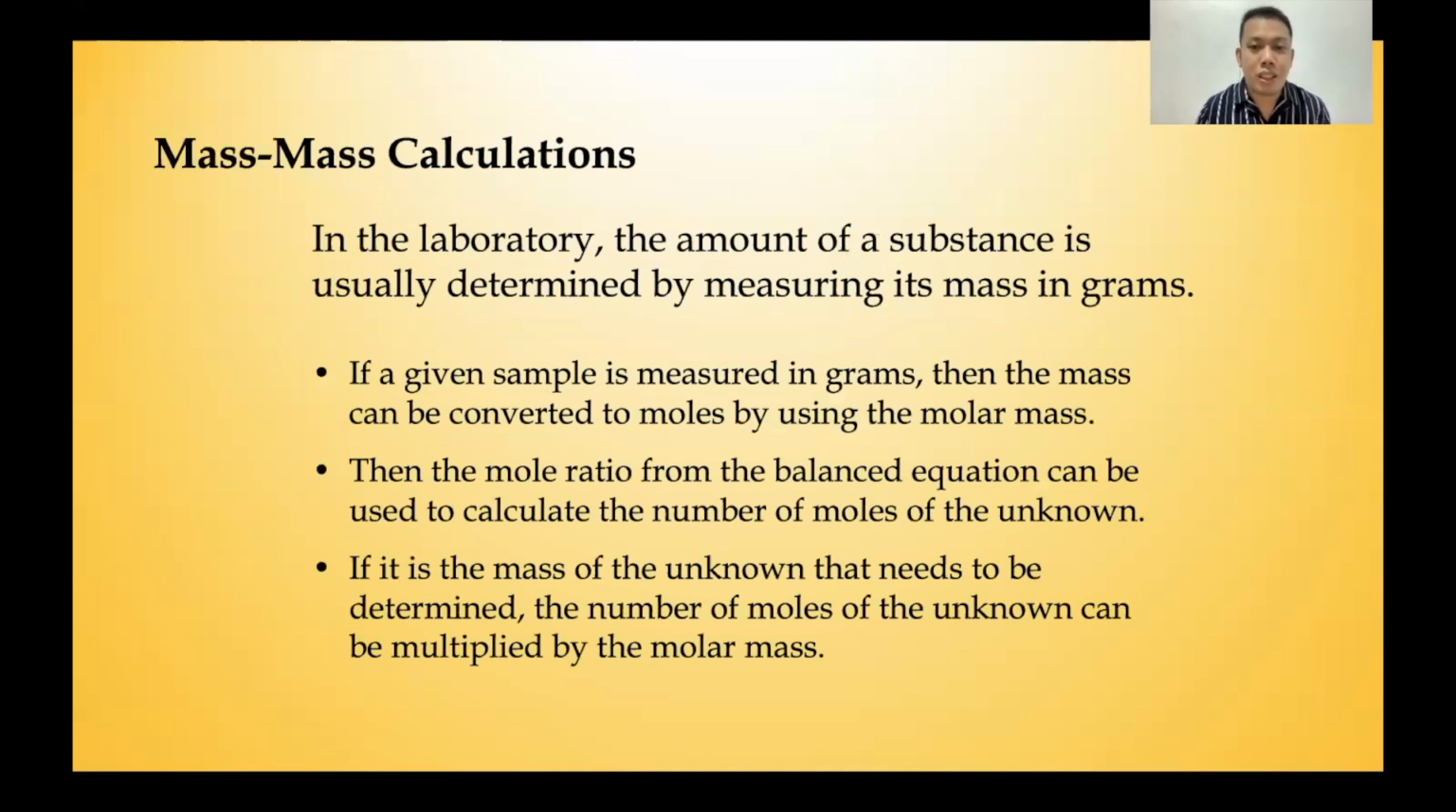In the laboratory, the amount of a substance is usually determined by measuring its mass in grams. If a given sample is measured in grams, then the mass can be converted to mole by using the molar mass. So that is mass to mole. The mole ratio from the balanced equation can be used to calculate the number of moles of the unknown. And if it is the mass of the unknown that needs to be determined, the number of moles of the unknown can be multiplied by the molar mass.